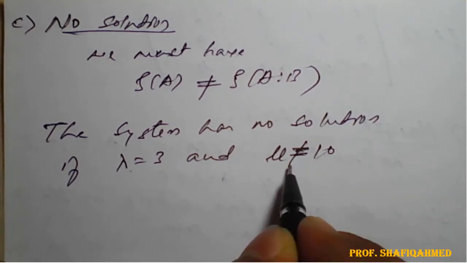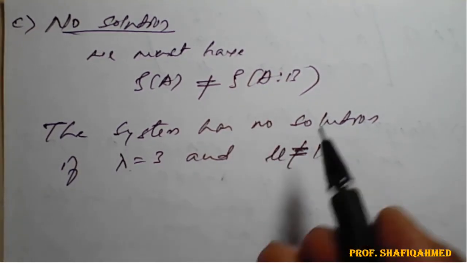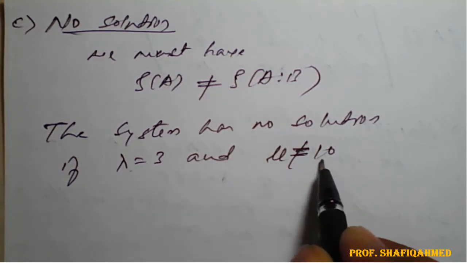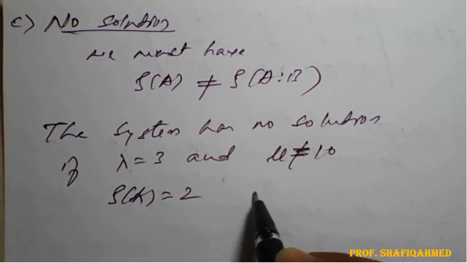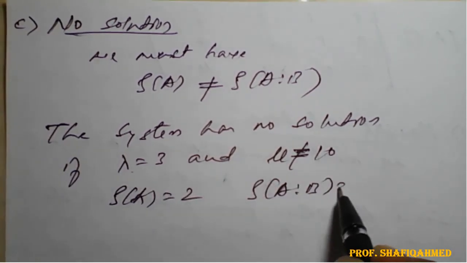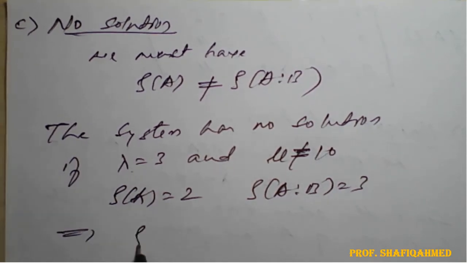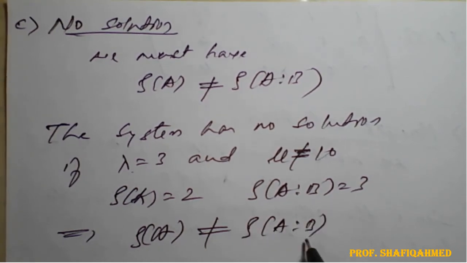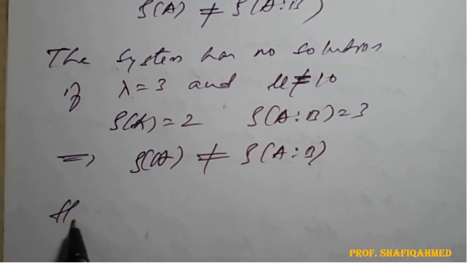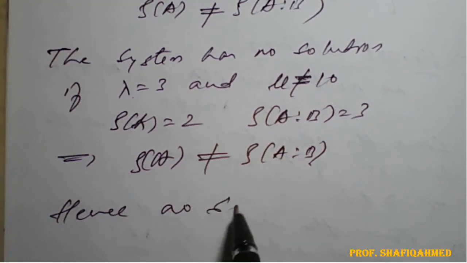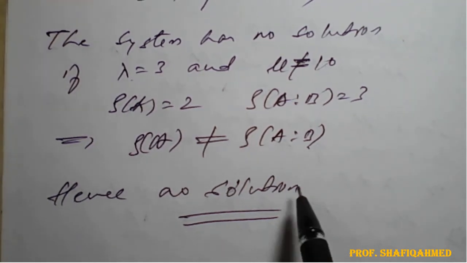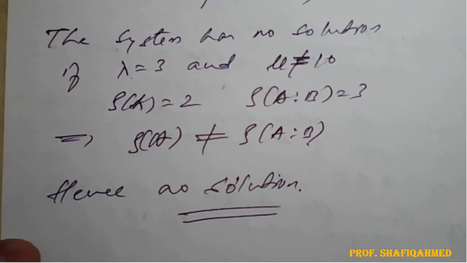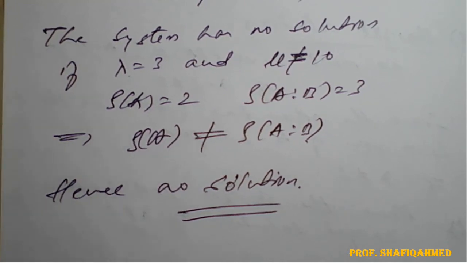If these two conditions are satisfied, because of lambda equal to 3 and mu not equal to 10, the rank of A will become 2 and the rank of [A|B] will become 3, which implies the rank of A is not equal to the rank of [A|B]. So hence, no solution. In this way we need to simplify problems based on this system of equations under consistency.